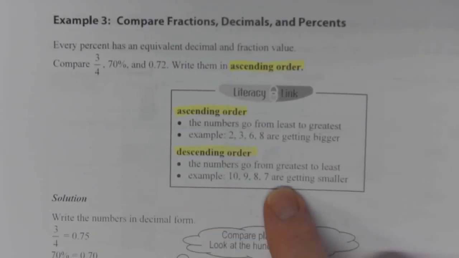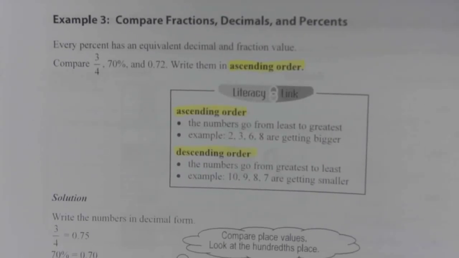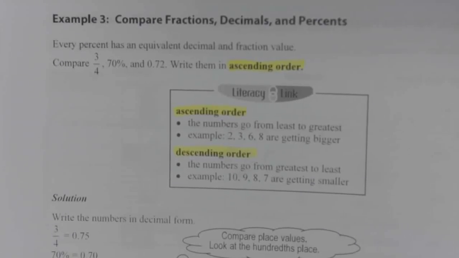Descending order is the numbers are getting smaller. So for example, 10, 9, 8, 7, those are getting smaller. So that is descending. So you need to make sure that you're clear on how that works. Ascending is getting bigger, descending is getting smaller.